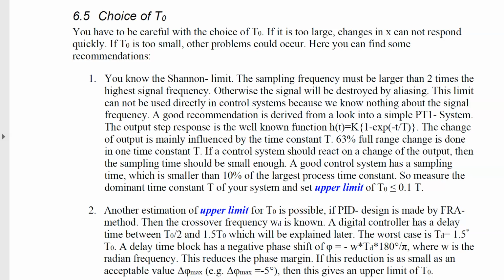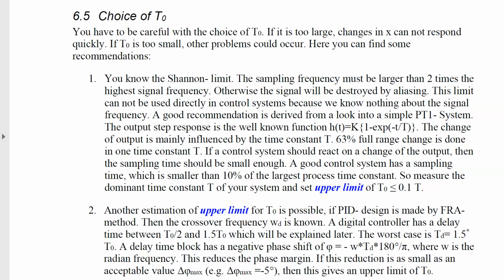Okay, let's start with chapter 6.5. We have to talk about the selection, the choice of the sampling time. In controller design, you have learned to design the Ks and the Ts, but now in digital controllers, there is a new question: how large should T sub O be? How large should be the sampling time, sampling frequency?